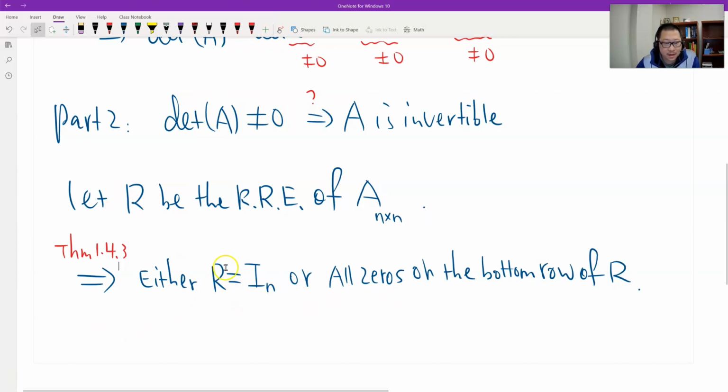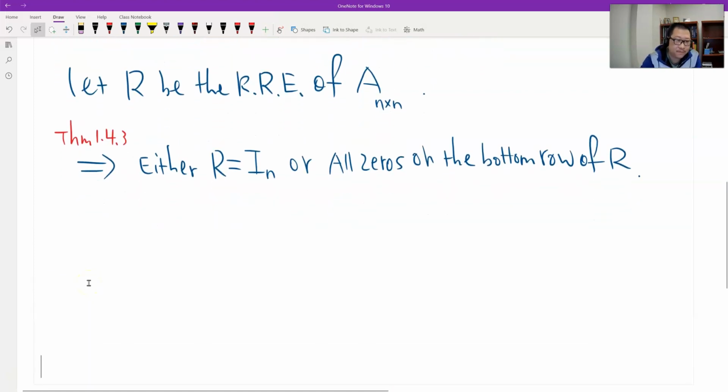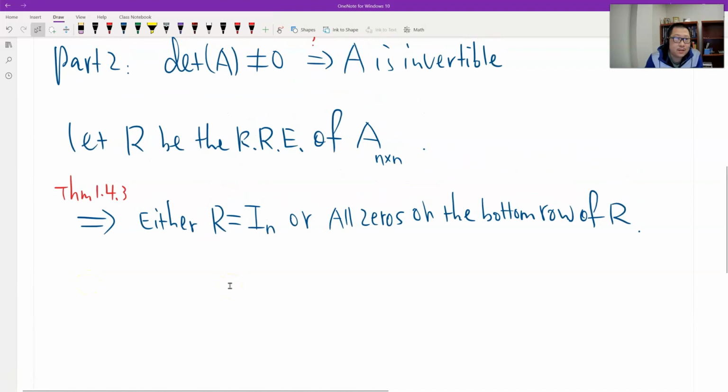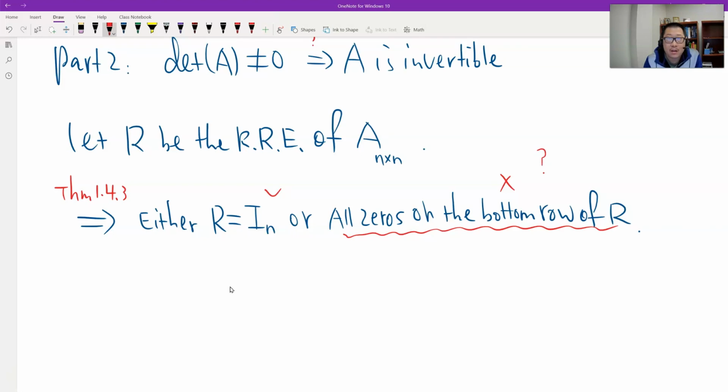So we just use this, and based on the result that the determinant is not zero, I can determine the reduced row echelon form should be the identity. Why? I can say this case is wrong: all zeros on the bottom row. This is wrong. Why? Therefore, if this is wrong, I get that R, the reduced row echelon form, is the identity, and then by the equivalence theorem, A is invertible. But why? We still use the lemma. We look at the determinant of A.